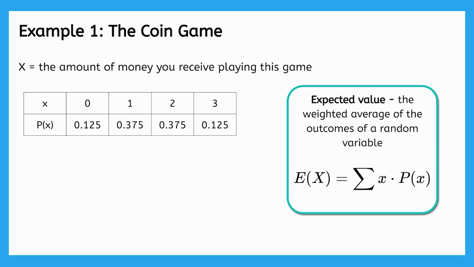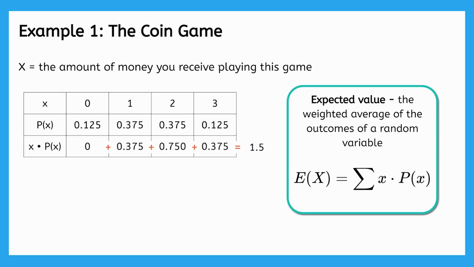Applying this formula to the coin game, we can calculate the expected value as 1.5. That means, on average, you can expect to win $1.50 per game. But how does this actually work? We can't win exactly $1.50 in one round of this game, right?